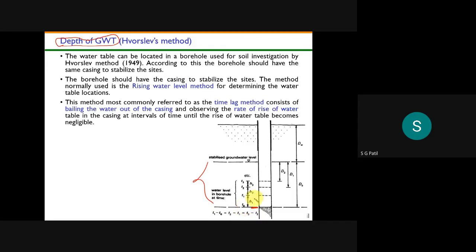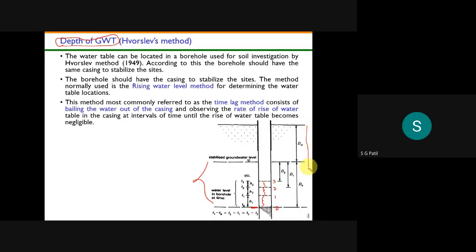Come the second day, you come and you find this much water has risen in the borehole. This is the 0th day, this is the first day, this is the second day, and this is the third day. So on the first day I got this much rise, on the second day I got this much rise, and on the third day I got this much rise in this borehole. So you measure those rises, but you can't measure these rises directly. But you can measure from the ground level.